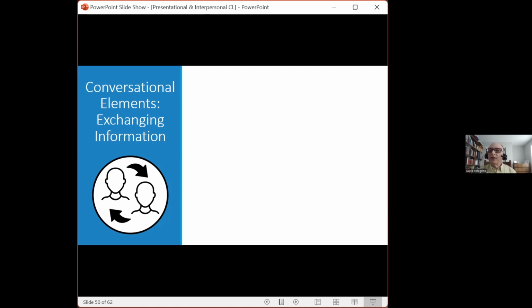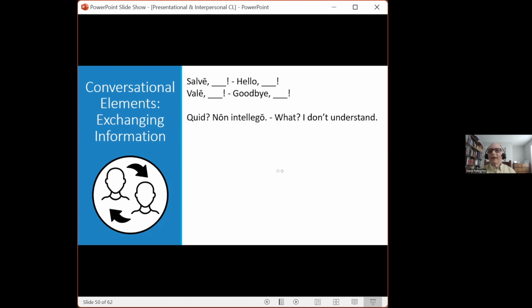Here are some conversational elements which will help students. Hello and goodbye are a perfect way to start or end a conversation. And so we want those things to be very rehearsed and ready to go. What? I don't understand. This is something that we all use to get clarification or repetition of something.